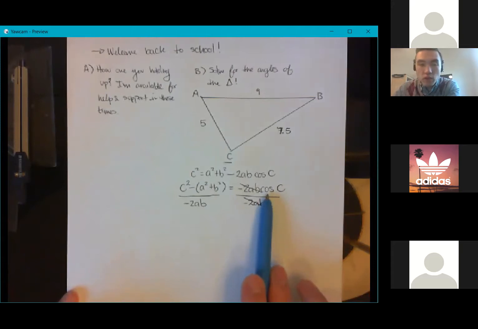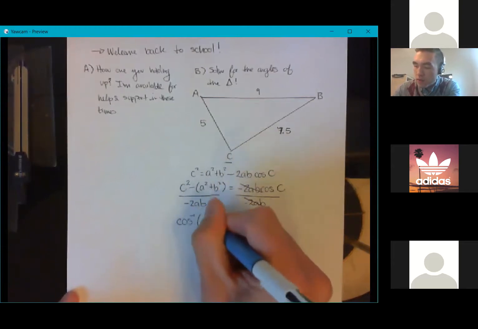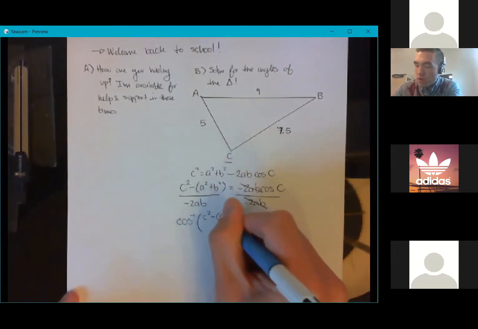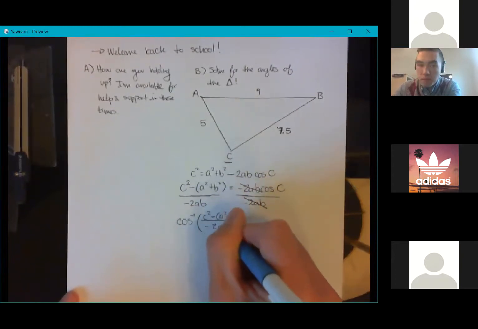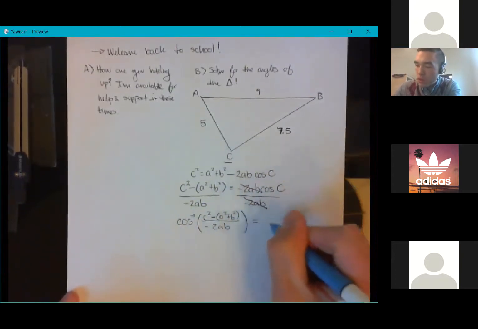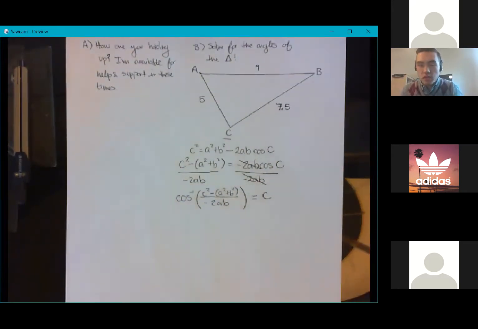And then the last thing we have to do is hit this with arc cosine. And so we can say that arc cosine of c squared minus the quantity of a squared plus b squared divided by negative 2ab will give us angle C. Are there any questions up through this step before we plug anything in?